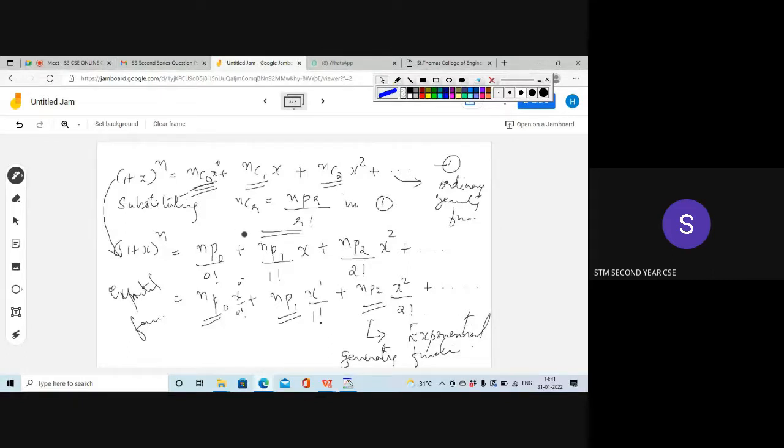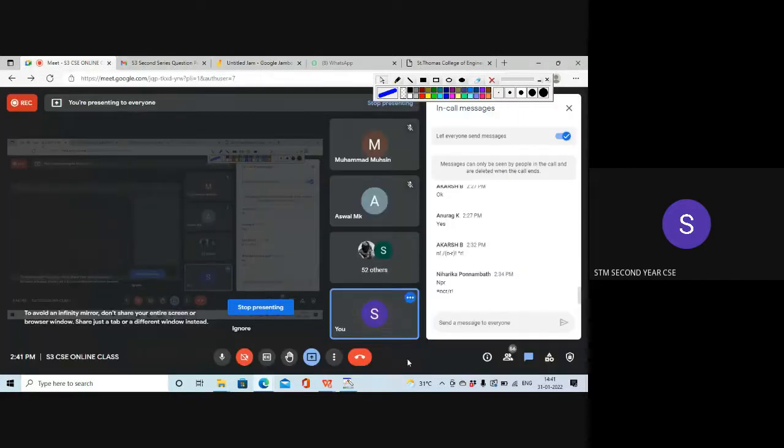So the Maclaurin series is an exponential generating function series. Also, from the binomial theorem, we can generate the exponential generating function. Okay, is it clear? So if the question is to explain what is an exponential generating function, then you have to write the Maclaurin series as well as the binomial series and conclude that you can generate the exponential generating function from these two series. Okay, is it clear?